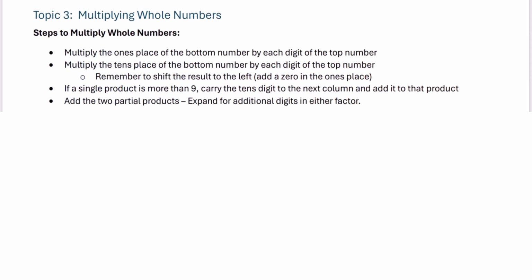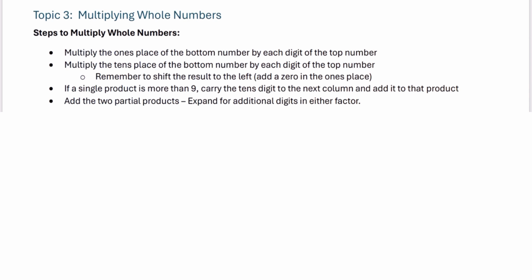To multiply whole numbers, we first multiply the ones place of the bottom number by each digit of the top number. Then multiply the tens place of the bottom number by each digit of the top number. Remember to shift the result to the left, and we add a 0 in the ones place.